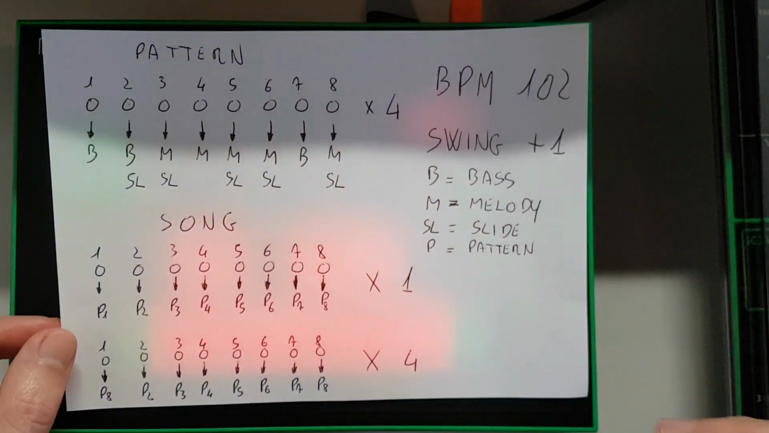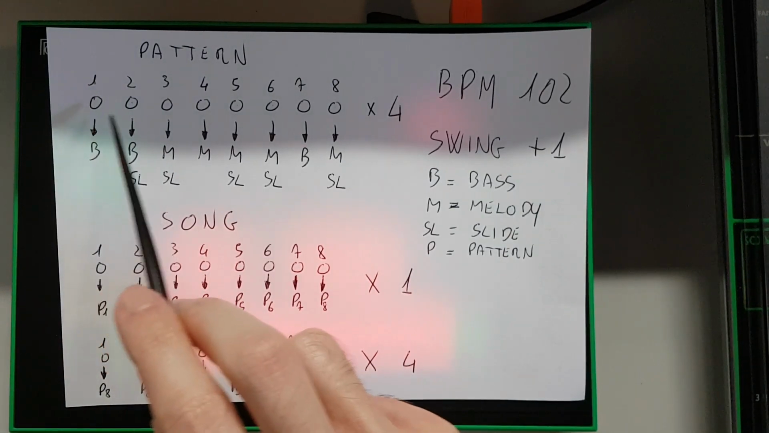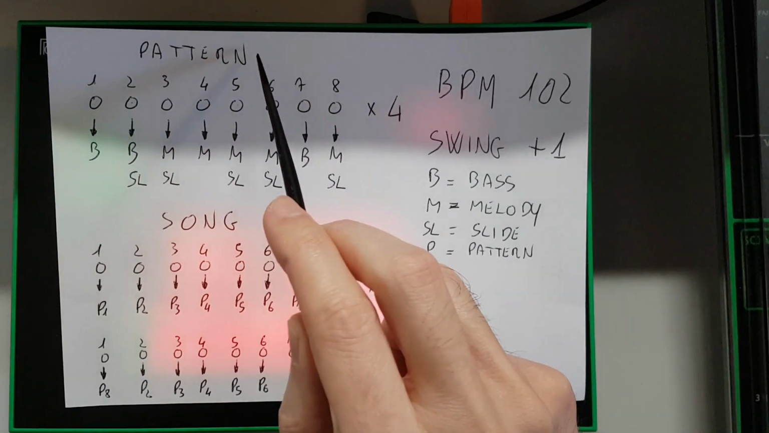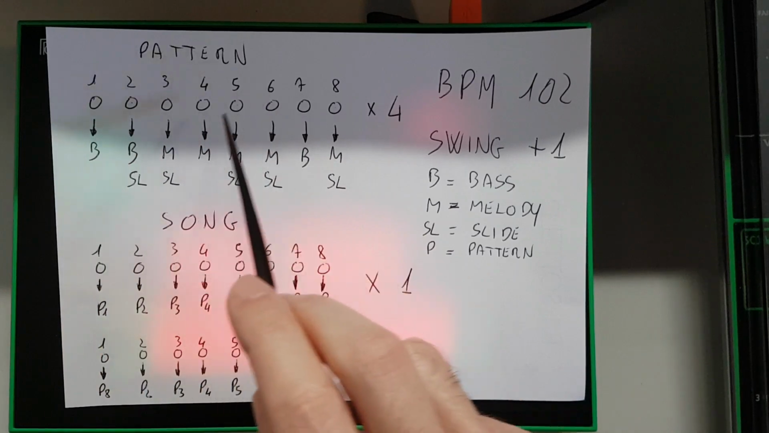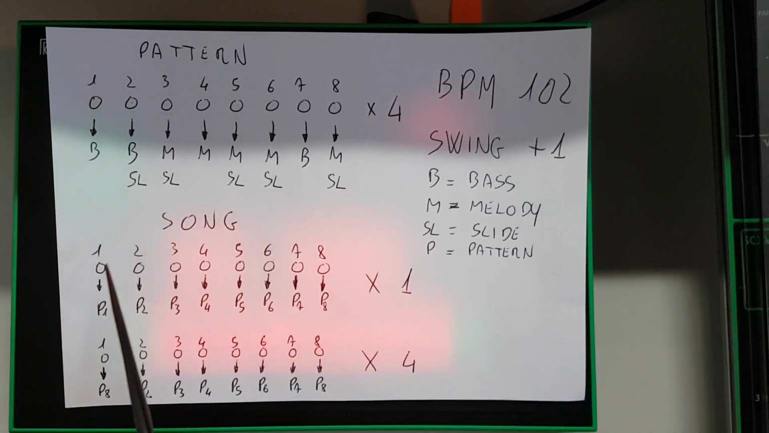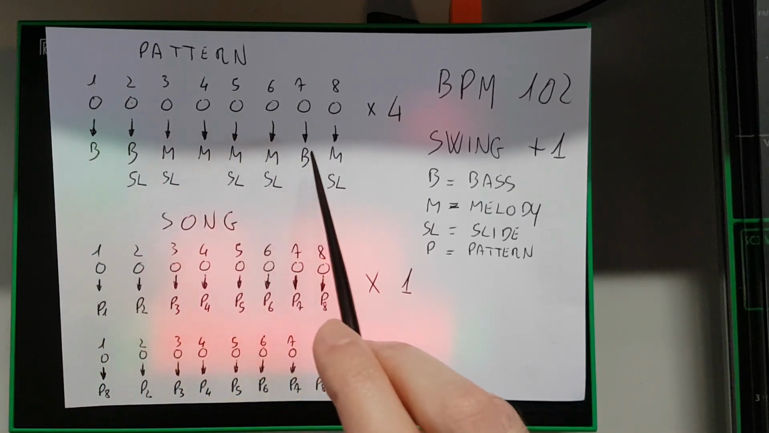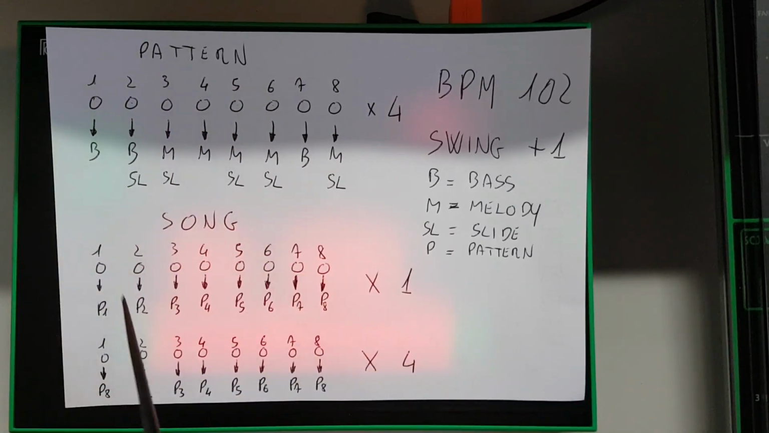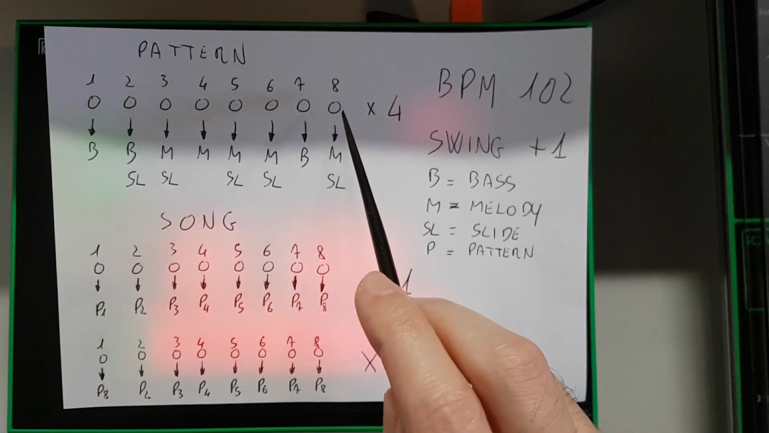The pattern is really simple because it's 8 notes repeated 4 times for each pattern. This is a schematic fixed for each of 8 patterns: bass, bass, melody, melody, melody, melody, bass, melody. This is all the same for all the song. Of course, the notes change, but the structure is this.